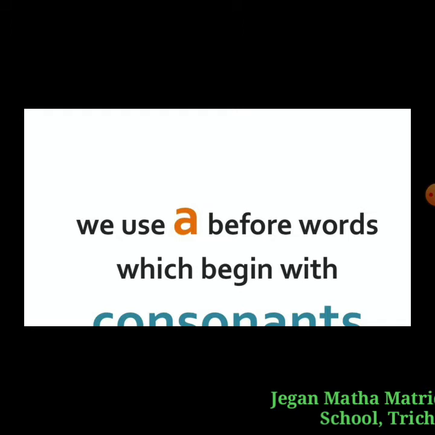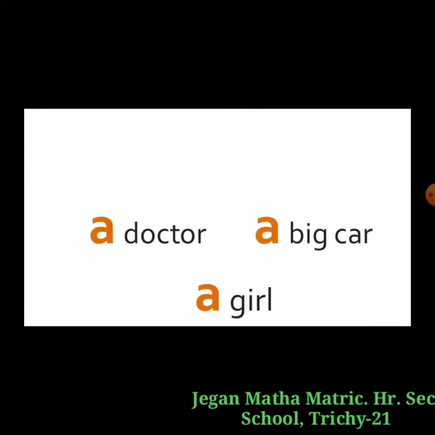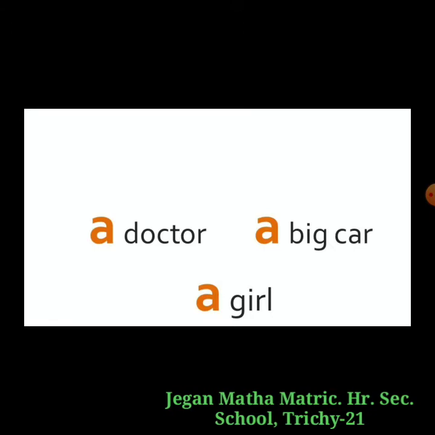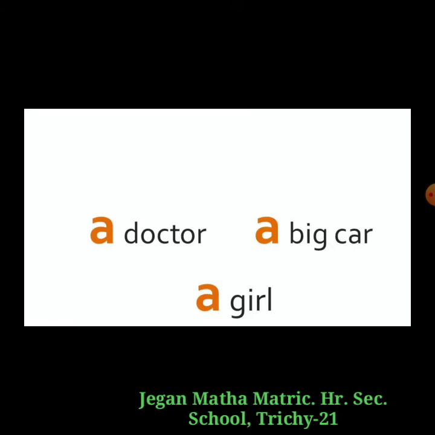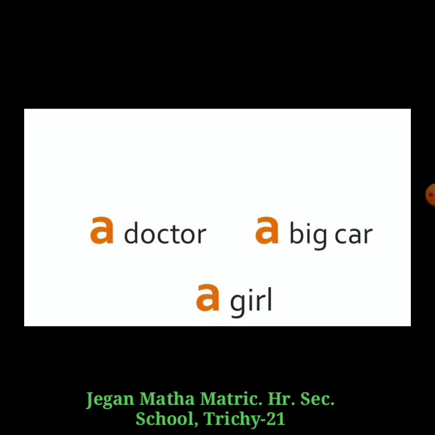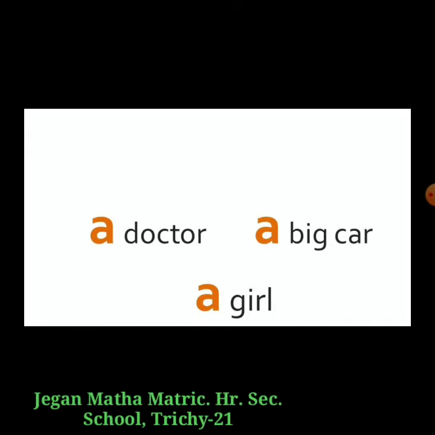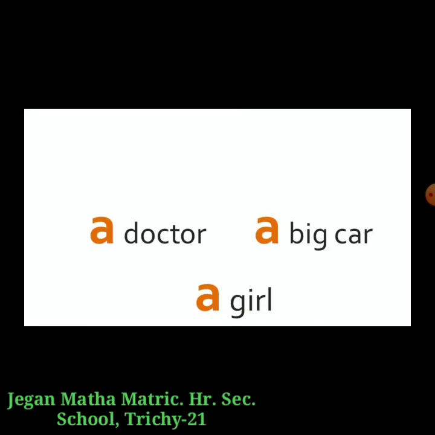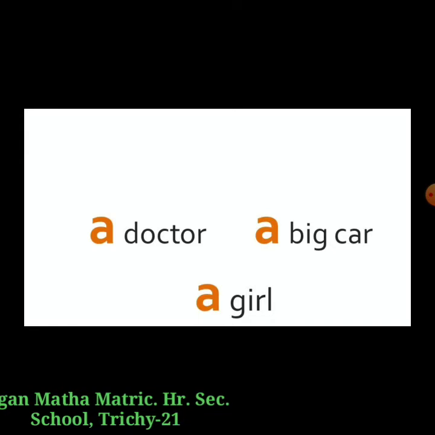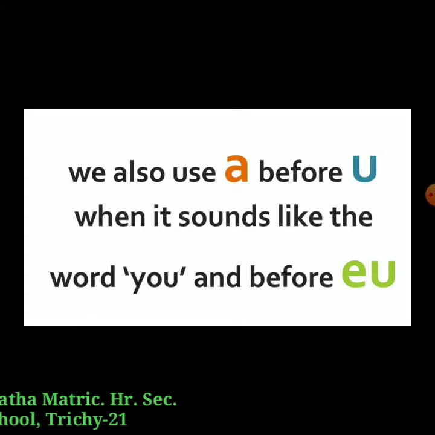Where will you use a? We use a before words which begin with a consonant. For example, a doctor, a big car, a girl. That's a singular countable noun. Here we read the word doctor, and it has a consonant sound, d, b, g, so we can use a.